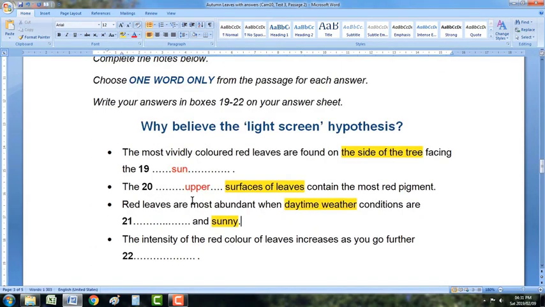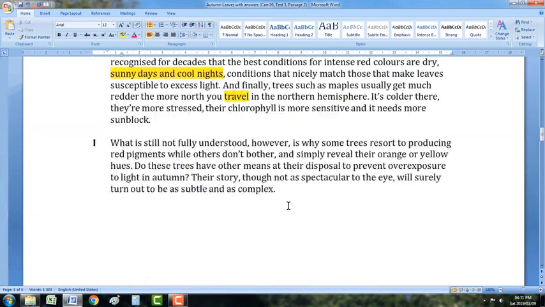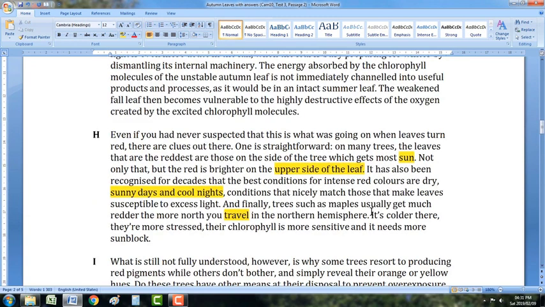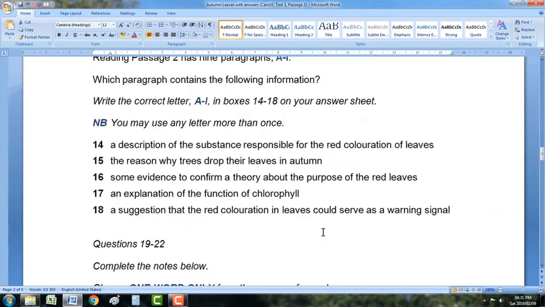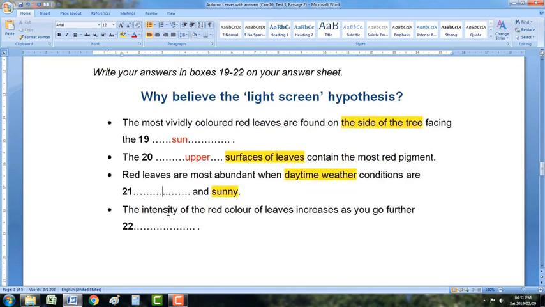The red leaves are most abundant when daytime weather conditions are something and sunny. And it's quite straightforward. We know we're looking for an adjective. Best conditions for the red colors are dry, sunny days and cool nights. So you don't want cool because that's describing the nights. We've got two adjectives there: dry, sunny days. Dry and sunny. I think that one was fairly straightforward.